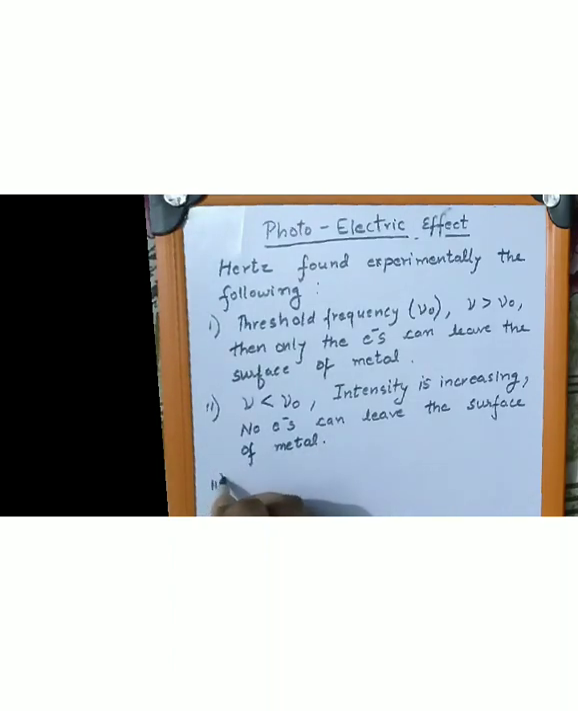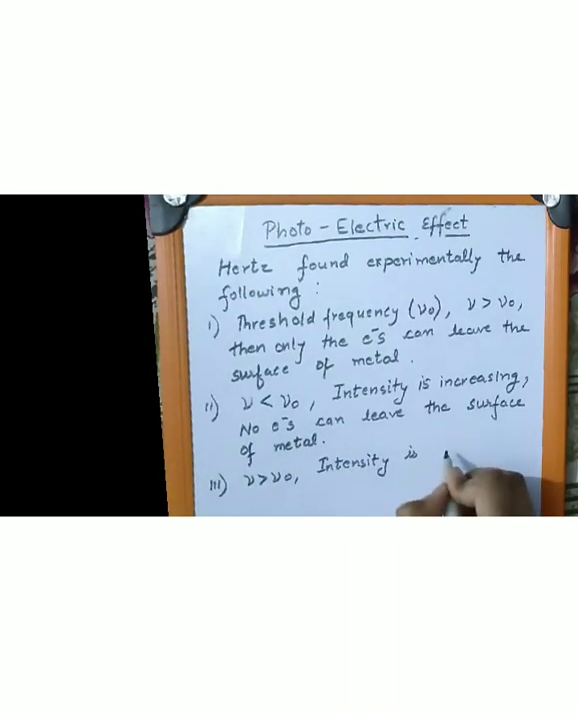Now the third point: when nu is greater than nu naught and we increase the intensity, what happens? Since nu is greater than nu naught, electrons will leave the surface of the metal, and with increasing intensity, the number of electrons leaving the surface of the metal increases.